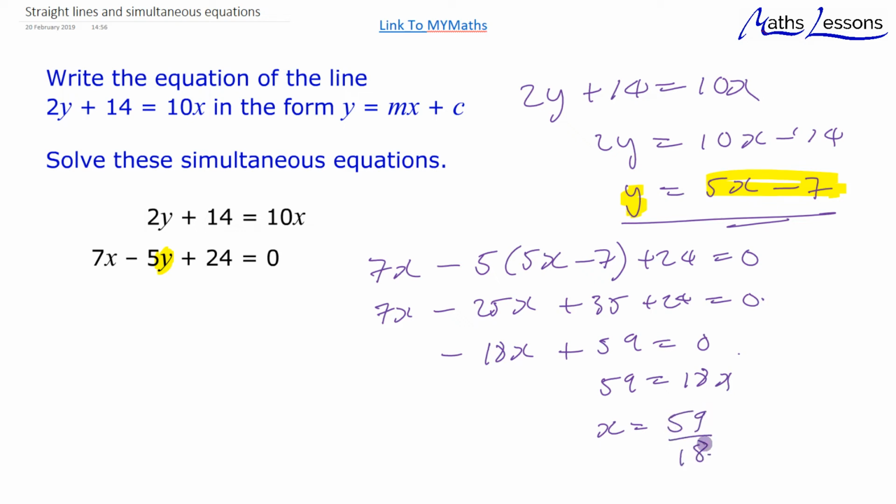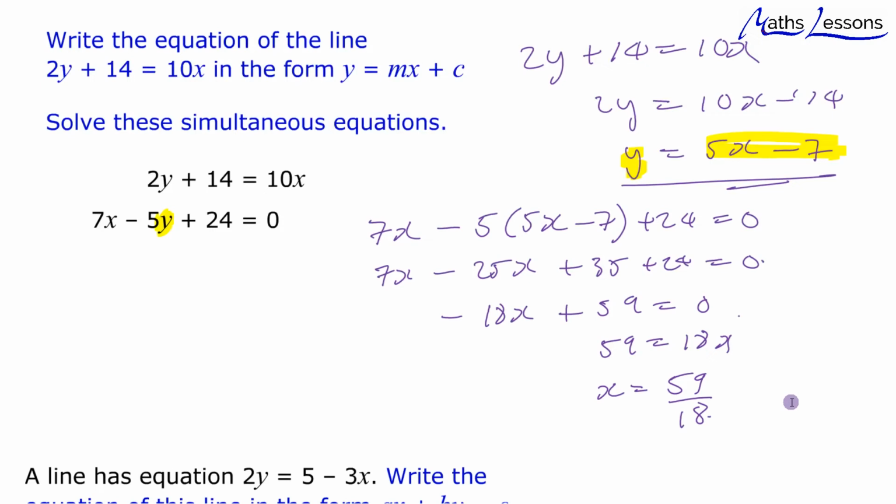And it doesn't cancel down much either. So we want to put that back into our thing. So we're going to get y equals 5 times 59 over 18 minus 7. And so if we do that, 5 times 59, none of this is going to really cancel down nicely. 5 times 50 is 250. 5 times 9 is 45, so it's 295 over 18. And then we've got to do 7.